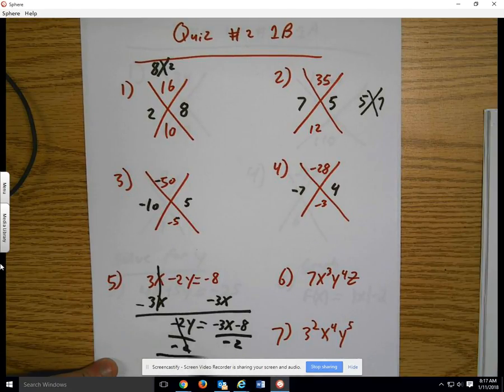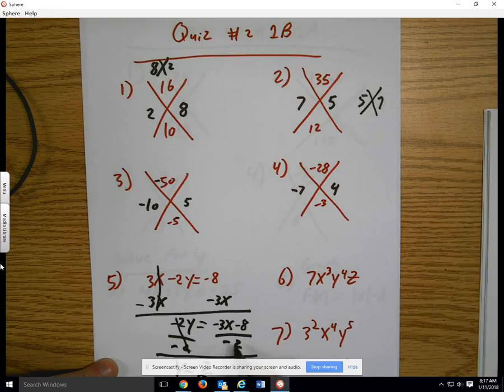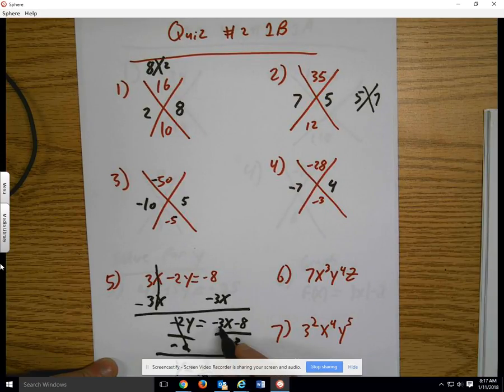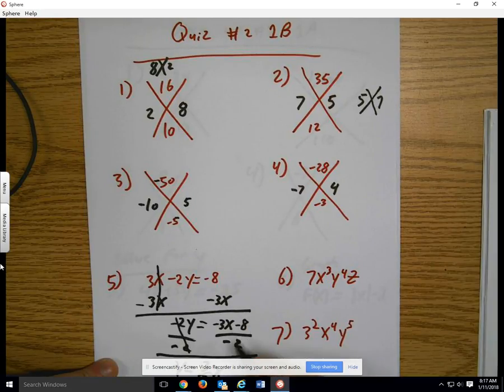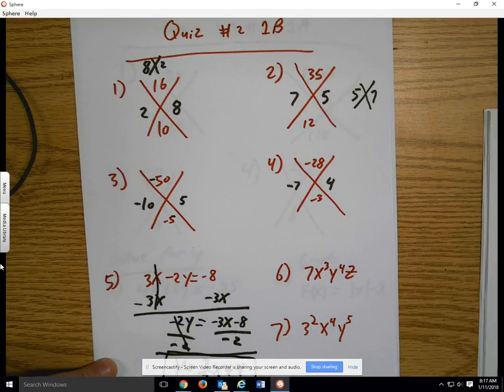Then you would have y equals a negative divided by a negative, which turns it to a positive, and since 2 doesn't go into 3 evenly, you just write a 3 over 2. And then a negative 2 goes into a negative 8, 4 times. There you go. If you got that one right, good job.